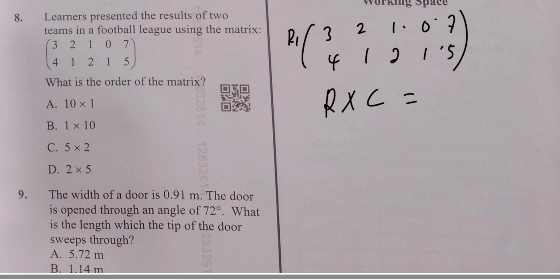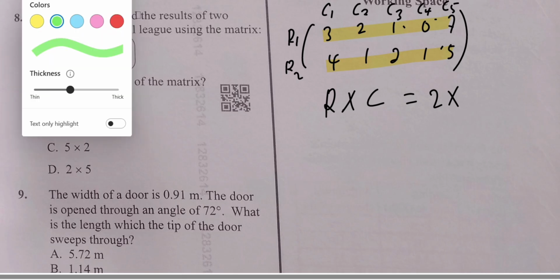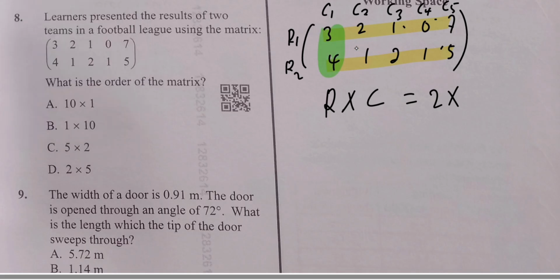Basically, the whole thing is a row. So that's the first row. This is the second row. So you have 2 rows by, there's a column. A column is this one. C1, C2, C3, C4, and C5. Those are columns. Basically, you have 5 columns: 1, 2, 3, 4, and 5. So we have that one.